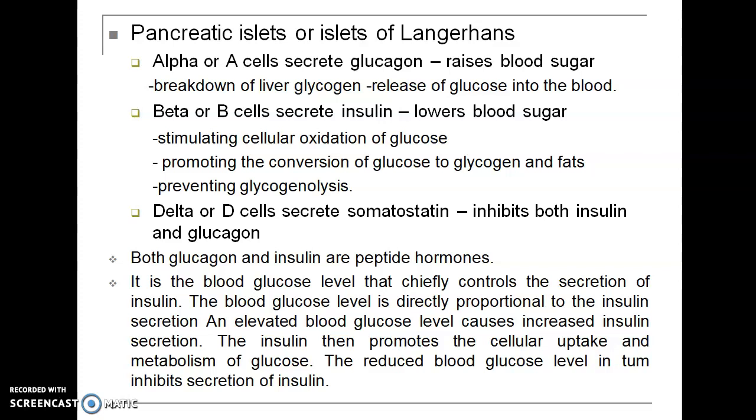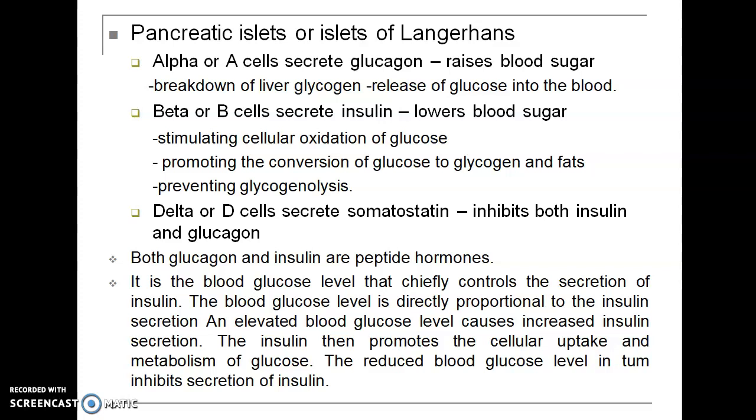When I look closely, it is mainly made up of 3 plus 1, that is 4 types of cells. First, the alpha cells, or A cells, which are responsible for secreting the hormone glucagon. This hormone is responsible for raising the blood sugar level. They raise the blood sugar level by breaking down liver glycogen, and in this way they release glucose into the blood.